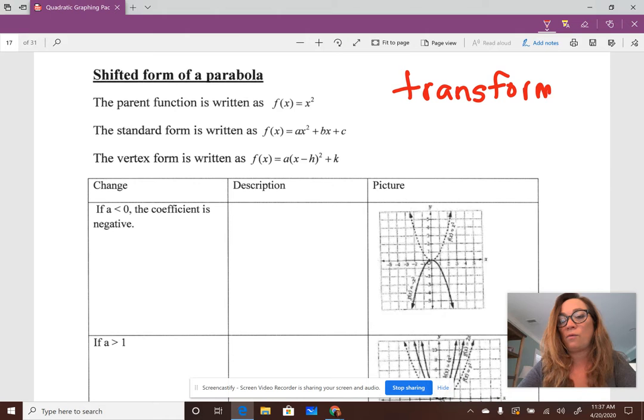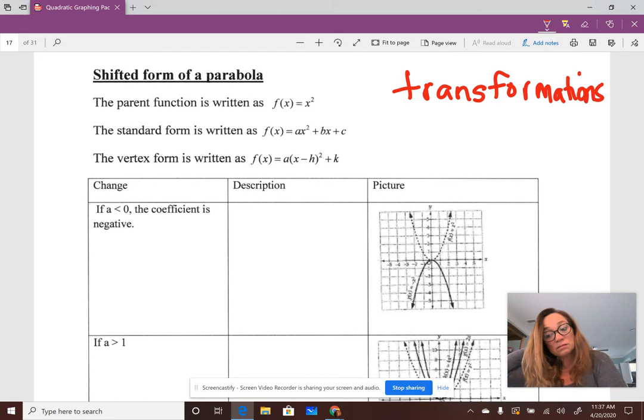Transformations. We have reflections, rotations, translations, and dilations. Okay, so we're going to be looking at the A. We're also going to be looking at the H and the K. Okay, so if A is less than 0, the coefficient is negative.